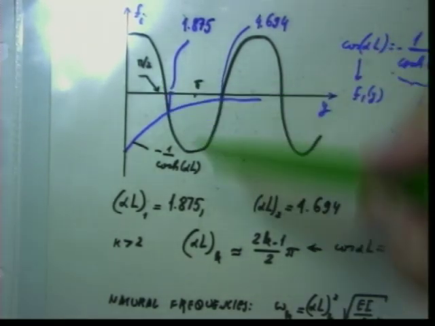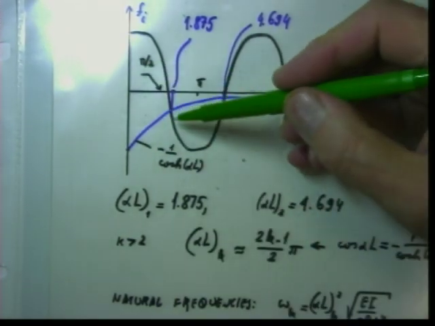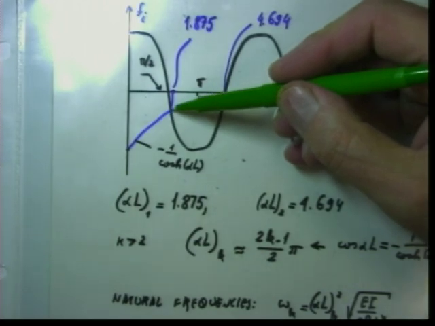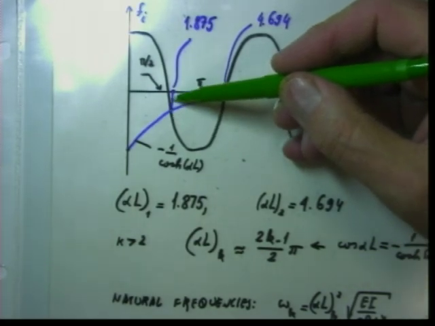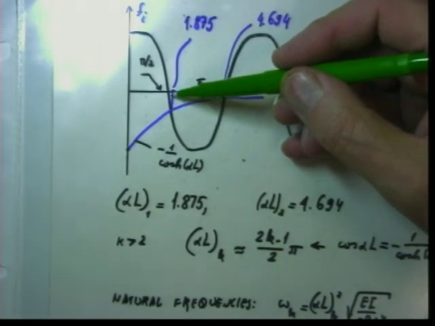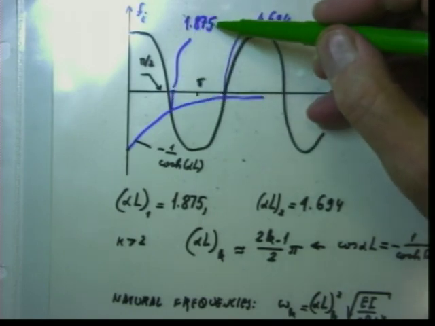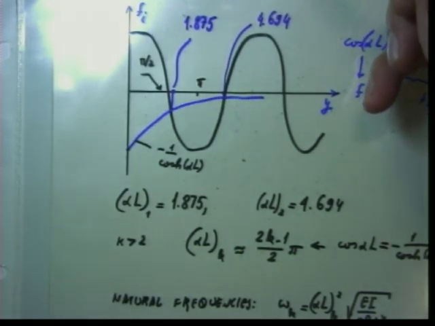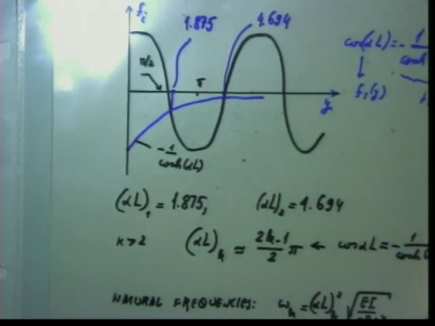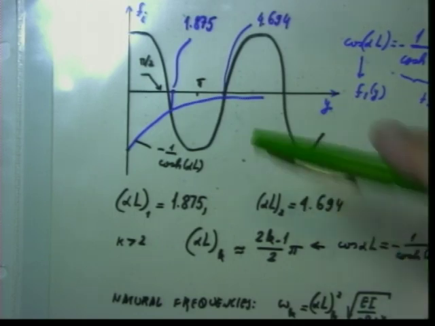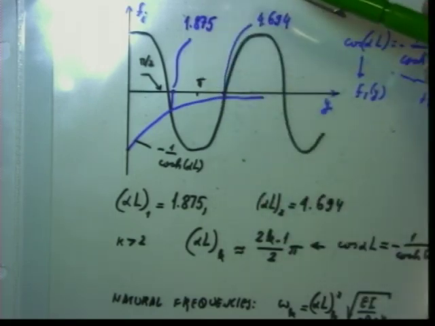So paying attention, at this point there is an intersection. So that means that alpha L that corresponds to this intersection is a root. This root happens to be bigger than pi over 2. It is specifically 1.875. Pi over 2 is 3.14 approximately divided by 2, it's 1.57. So this is on the right-hand side, bigger than that.